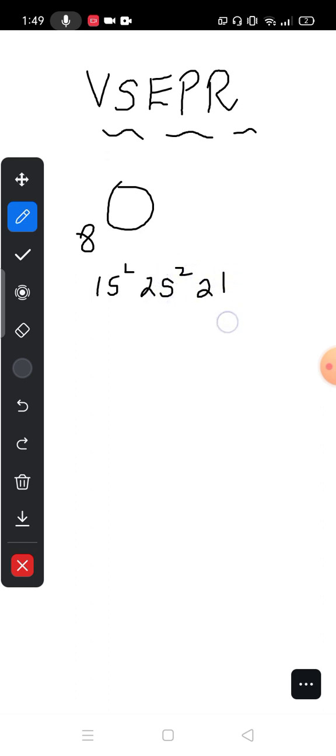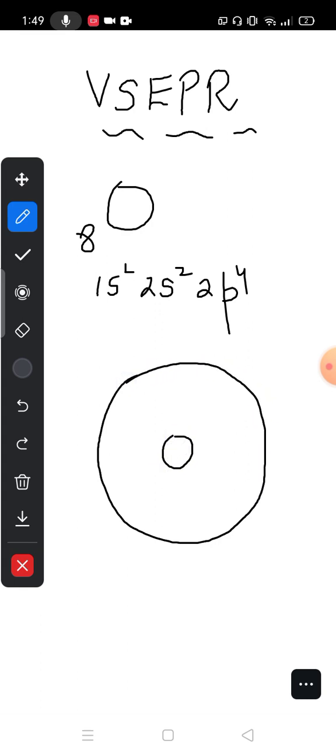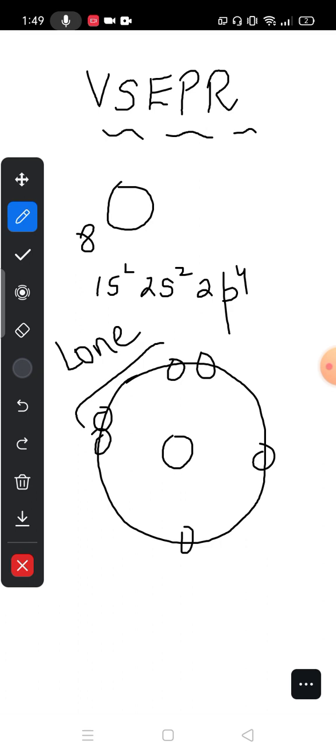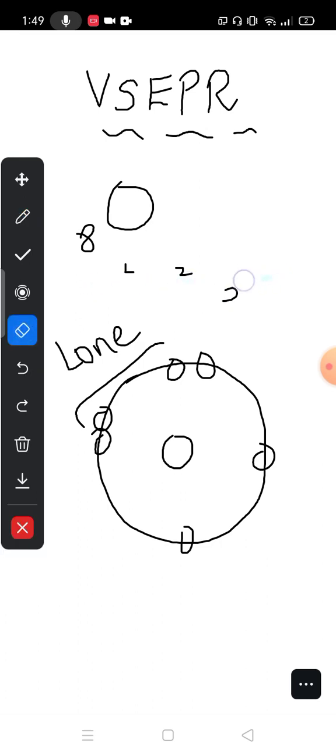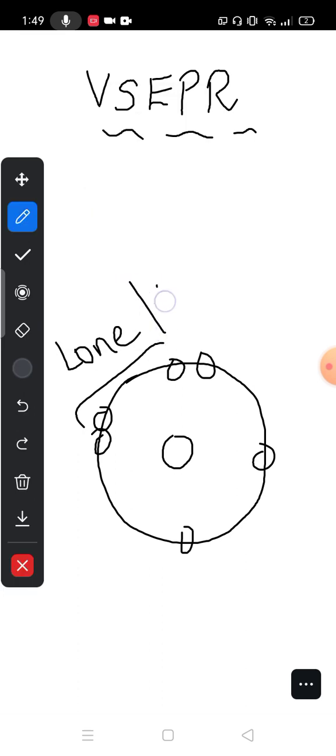Okay, so if we draw the valence shell of oxygen, there are 1, 2, 3, 4, 5 and 6 electrons. These 2 electrons are already paired, and the electrons which are already paired before bonding do not take part in the bonding because they do not need to, so they are called lone pairs, or non bonding pairs.